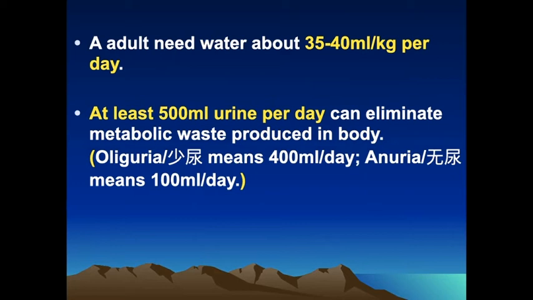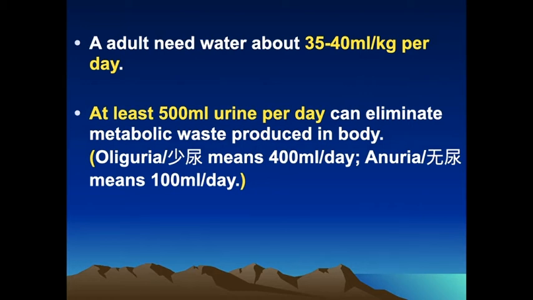An adult, sorry, I missed an N here. An adult needs water about 35 to 40 milliliters per kg every day. So you can calculate according to your weight. The heavier you are, the more water you need as basic consumption. At least 500 milliliters of urine per day can eliminate metabolic waste produced in the body. So you should have at least 500 milliliters.